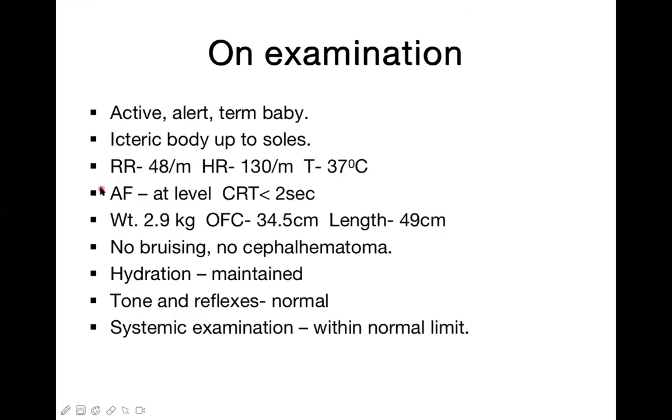Now see here, the weight of the baby was 2.9 kg at the time of birth. OFC, occipitofrontal circumference or head circumference, is 34.5. During 5th semester, I clearly taught you what a normal OFC or head circumference is. It is 35, so it is near to normal. We take it as a normal one. Length is 49. Normal is 50, so it is also considered normal here.